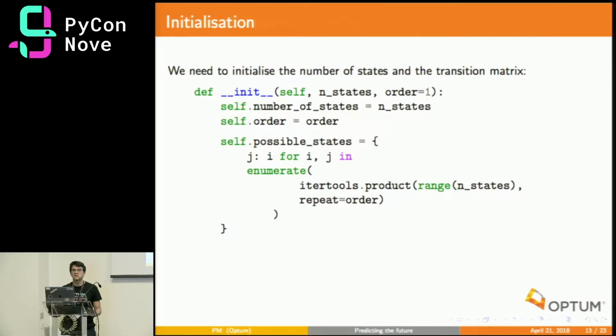See some blank stares, but okay. And given this, we have to now initialize our transition matrix. And I'm going to use a sparse representation for that.